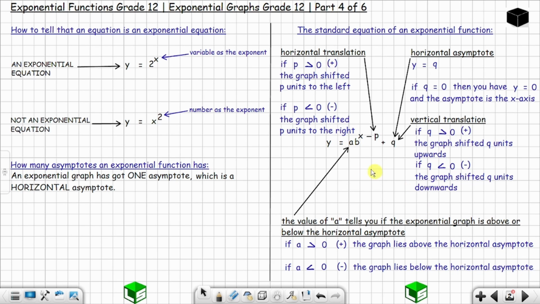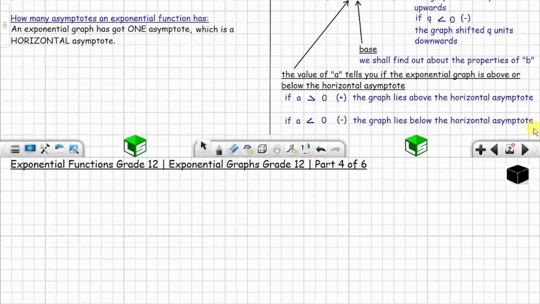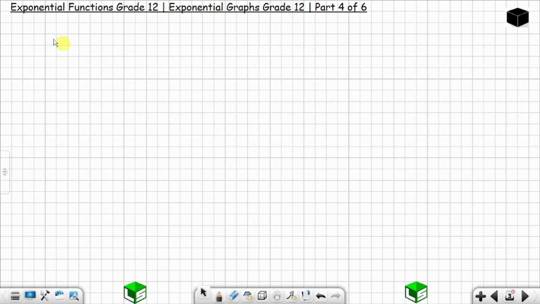Now the letter B, let's call it the base. So you have B to the power of X. We are going to find out about the properties of B. For now, let's call it the base. So let's move on, and carry on with our lesson.